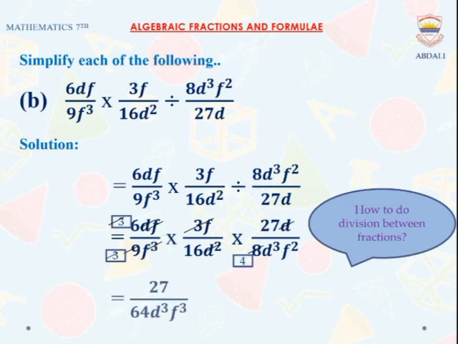So we have 27 in the numerator and 16 multiplied by 4, which is 64, d cube f cube left in the denominator. So we cannot simplify it further. So it is your answer, and it is the most simplified answer.